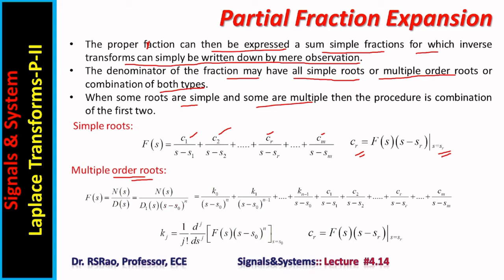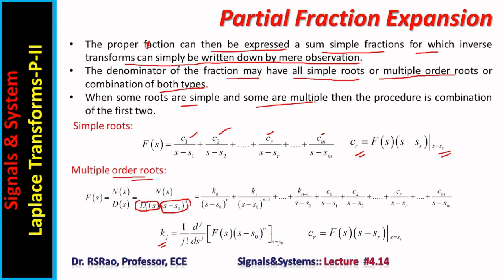This (s minus s naught) power n has to be expanded like k naught by (s minus s naught) power n plus k1 by (s minus s naught) power n minus 1 plus etc., kn minus 1 by (s minus s naught), and the remaining part d1(s) has to be expanded as c1 by (s minus s1) plus c2 by (s minus s2) plus etc., cr by (s minus sr) plus etc., cm by (s minus sm).